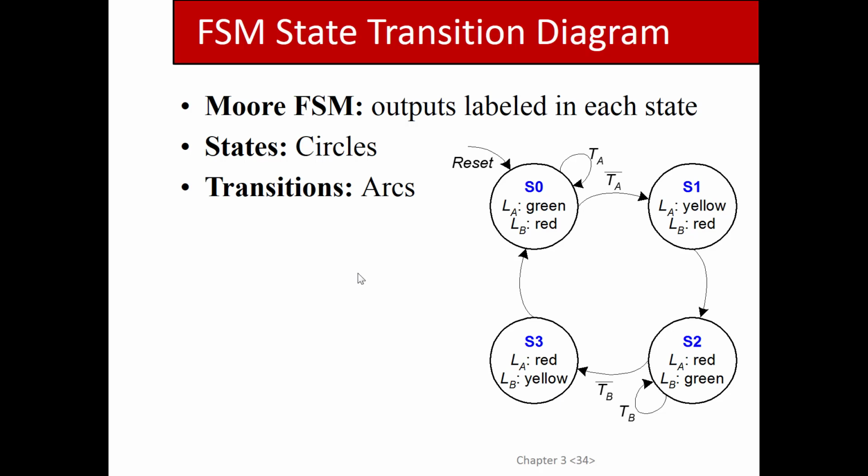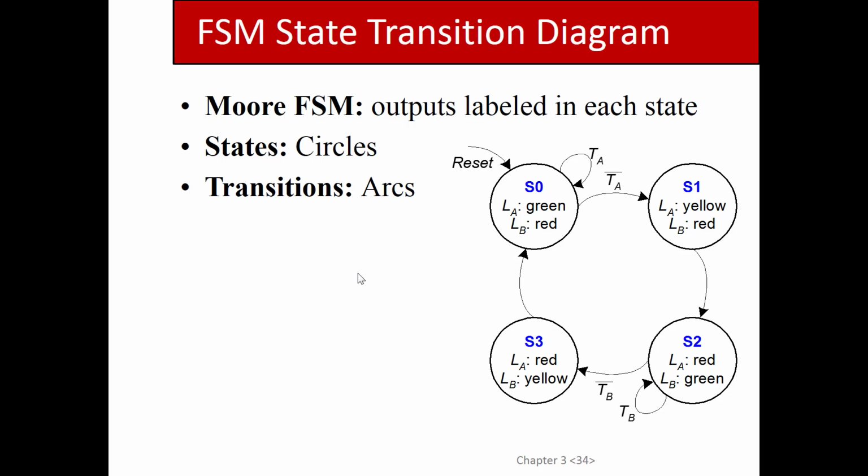Make sense? Okay. Now the other thing you'll notice is that LA and LB are the outputs, and they're listed inside the states, and this is because this is a Moore machine. Moore machines drive their outputs according to whatever state the system is in, so you can't change the outputs until you change state, which is going to happen in the next cycle at the earliest. Everyone with me? Okay.